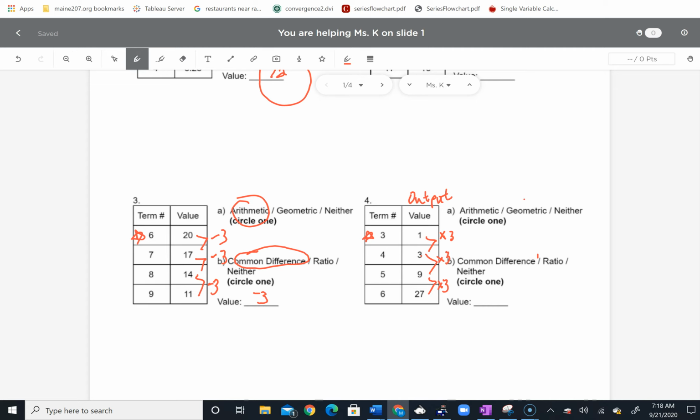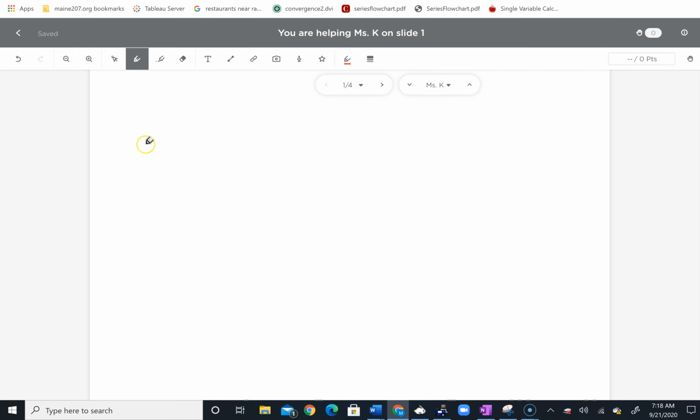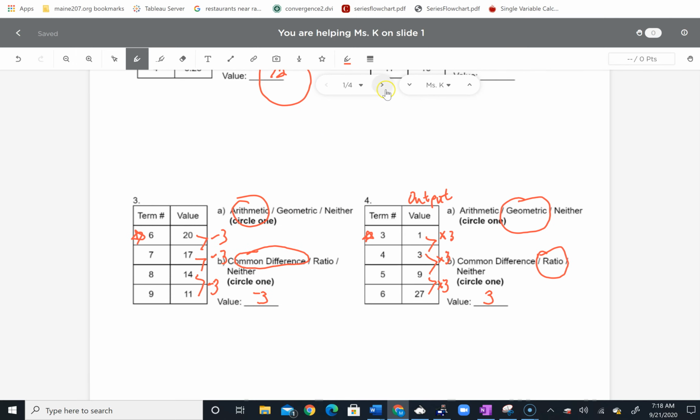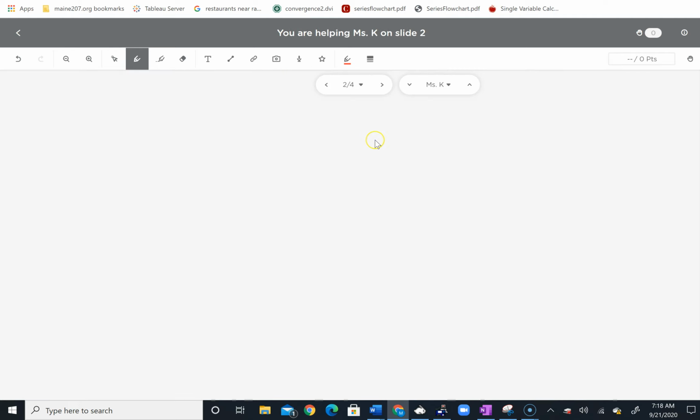We're multiplying by 3 each time. So this is something geometric. Geometric sequences always have a common ratio. Notice what I'm writing for my common ratio. I'm not saying times 3 or multiply by 3. I'm just writing a 3 itself. The common ratio is the number that you're multiplying by. So that's slide 1. Let's real quickly load up slide 2.